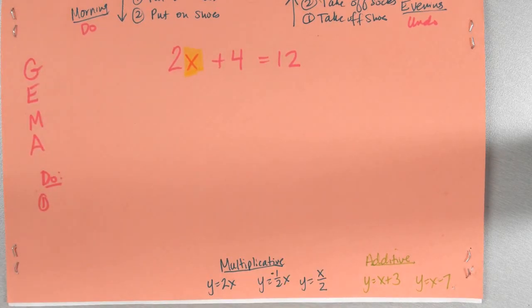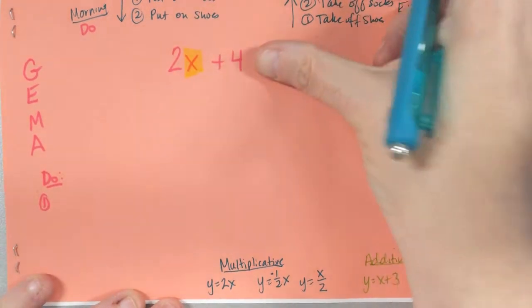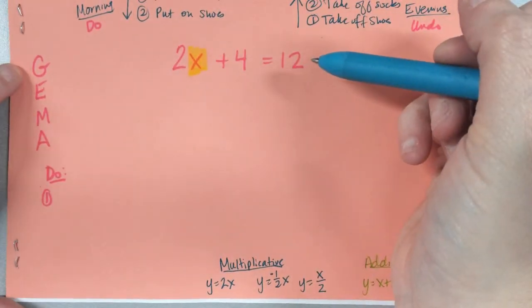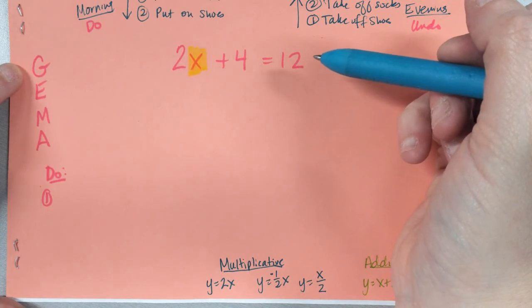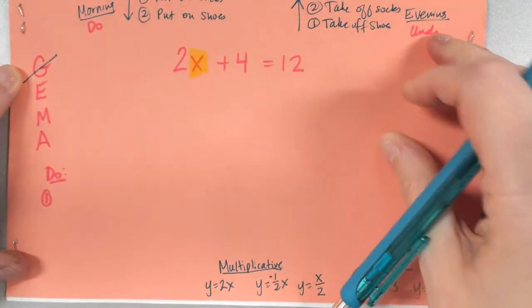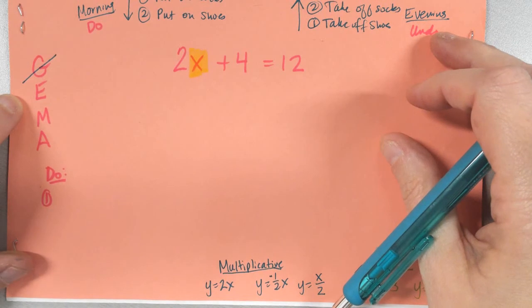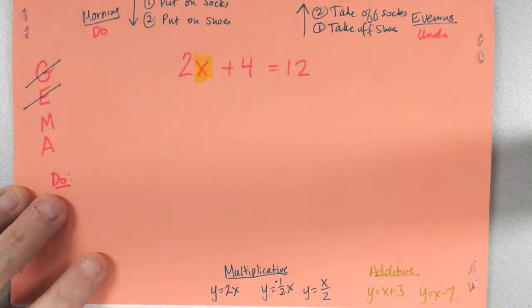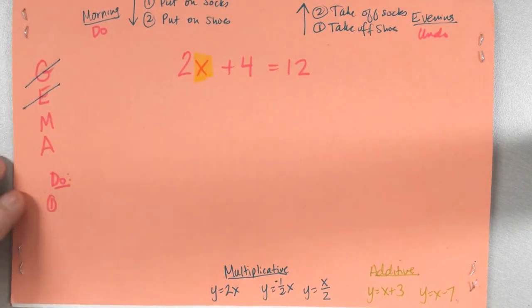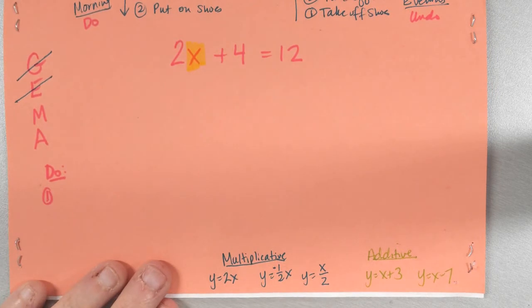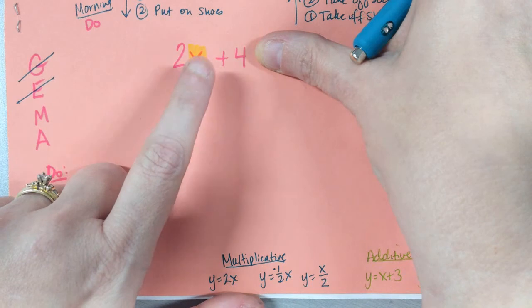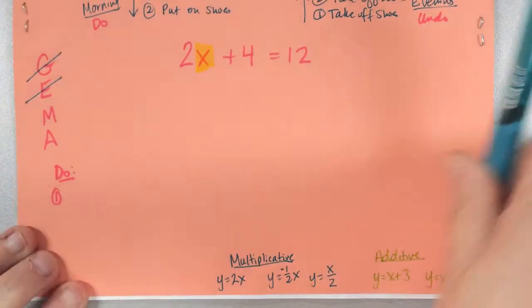Okay? So I'm going to look at that variable I highlighted and I'm going to go through GEMMA and I'm going to see if I see any of these things. So G is grouping symbols. Do I see any grouping symbols? Nope. Good. Let's cross it off. Do I see any exponents? Pencils down. Do I see any exponents, meaning something raised to a power? Nope, go us, we cross it off. Now, do I see anything multiplicative? So anything that looks like one of these 3 things? Yeah, I see that 2x. So what does 2x mean? I multiplied the x by 2, right?